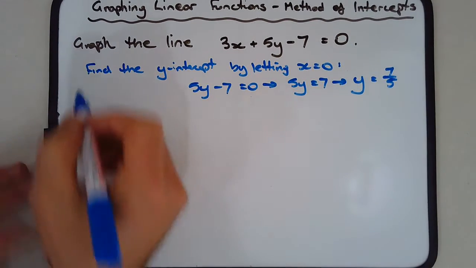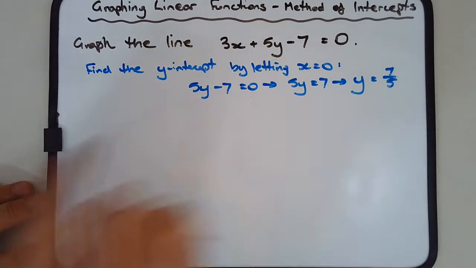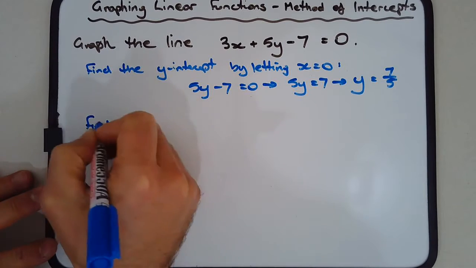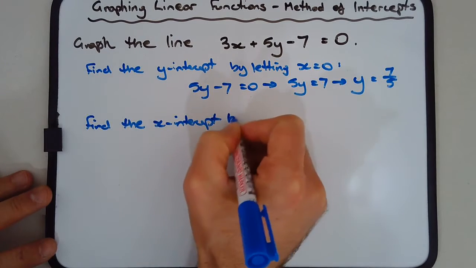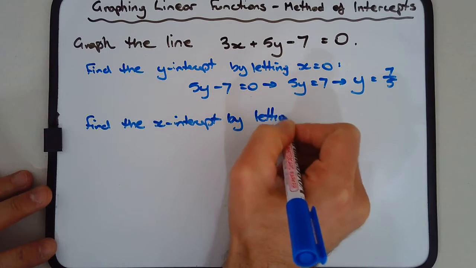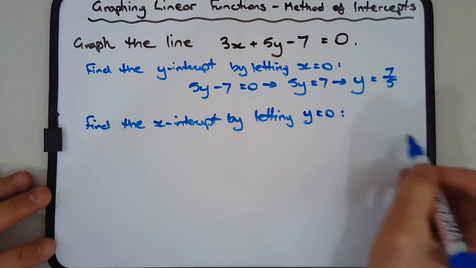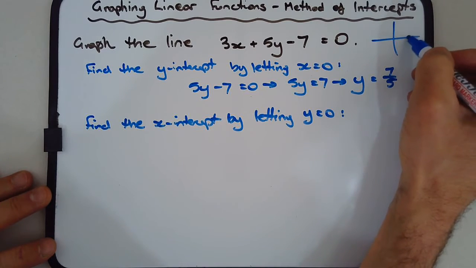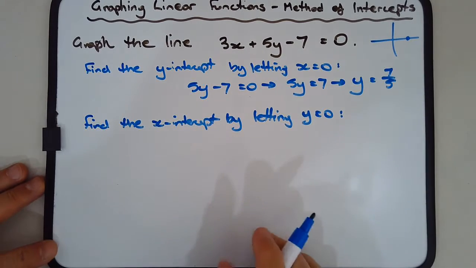Now let's find the x-intercept by basically doing the same thing, except we're going to let y equal 0. Because an x-intercept, on the x-axis, occurs when the y-coordinate is 0. So that's why we let y equal 0.